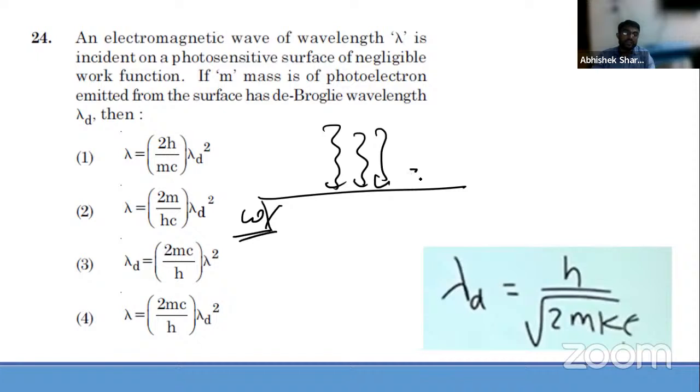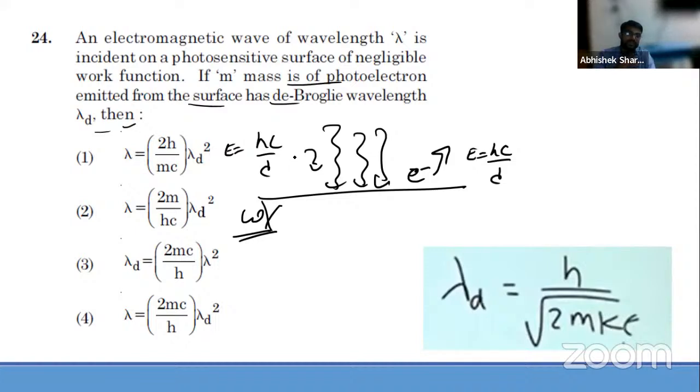So see, this is a photon. It's having some energy hc by lambda. Since there is no work function, none of the energy will be lost. So the electron comes out with the complete whole packet of energy which the photon is having, that is hc by lambda. They're asking us what lambda d will be. Lambda d of the photoelectron, how much will it be? Okay, lambda d. Simple, students, very easy.